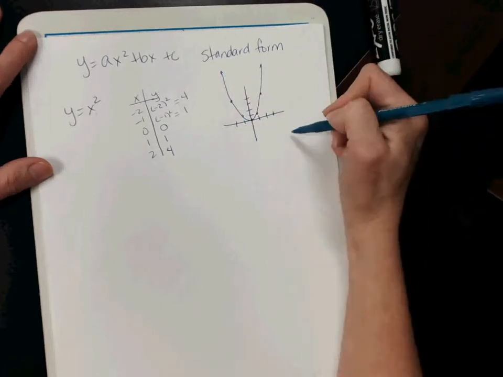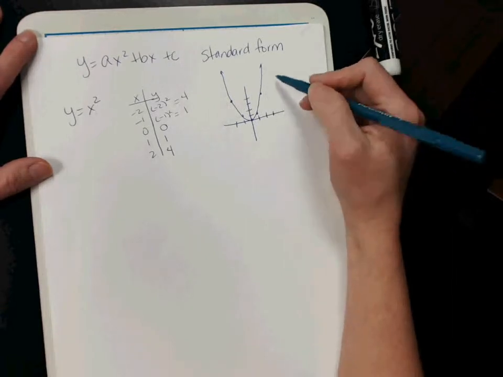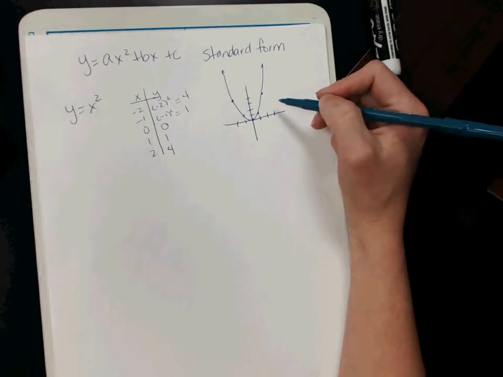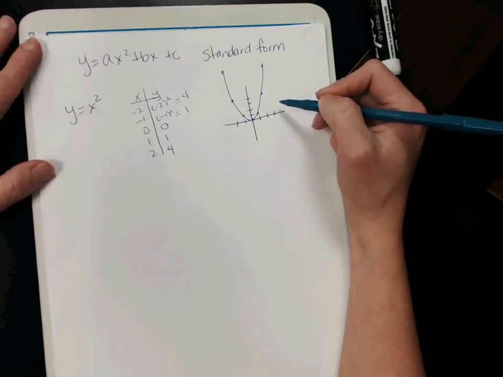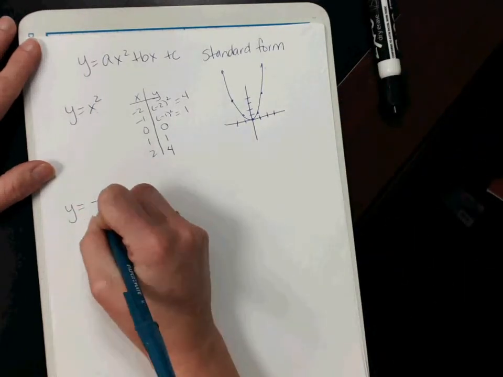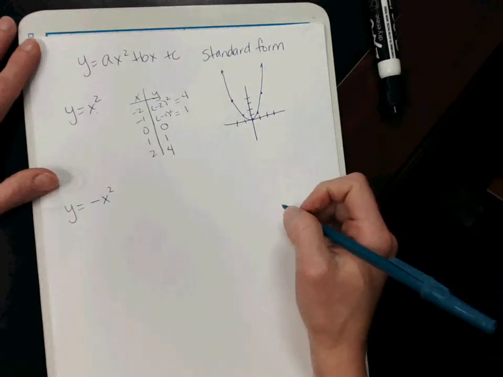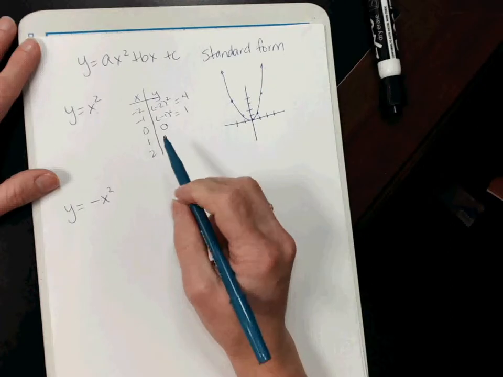Okay, so this is what we call our parent function for quadratics. It is a parabola shape, it's kind of a U shape, and pretty much all our quadratics are going to look like this. Now, if we just changed one thing, so I made it a negative x squared, how is that going to change my values?